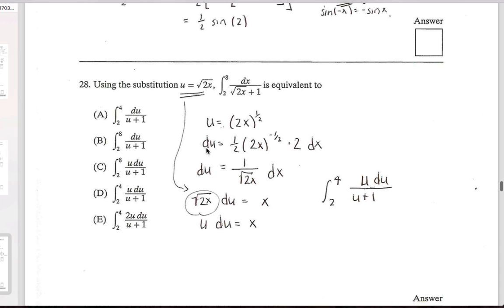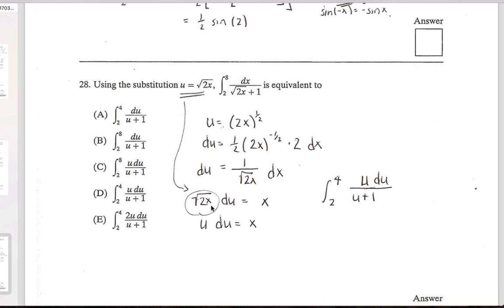Number 28 is a really neat one, a really cool one. I really, really like this problem. U is 2x to the 1/2. I rewrite it so that I don't forget a chain rule. So du would be 1/2 times 2x to the negative 1/2 times 2 dx, because I needed to chain. So let's break that down. I cross out this 2 with that 2, and I have a 1 over root 2x dx. So scoot that over there, and I get root 2x du equals dx.